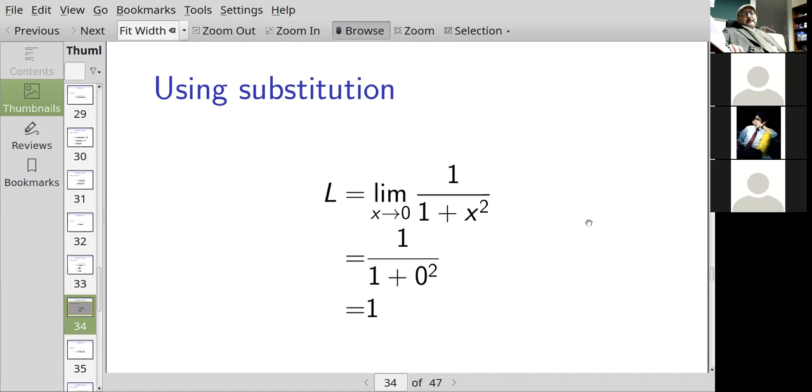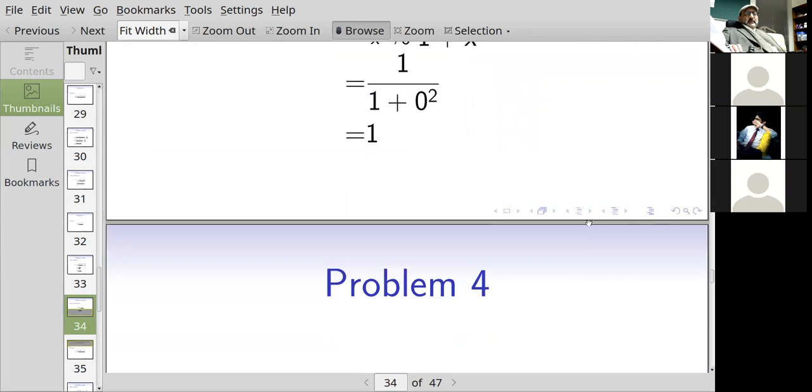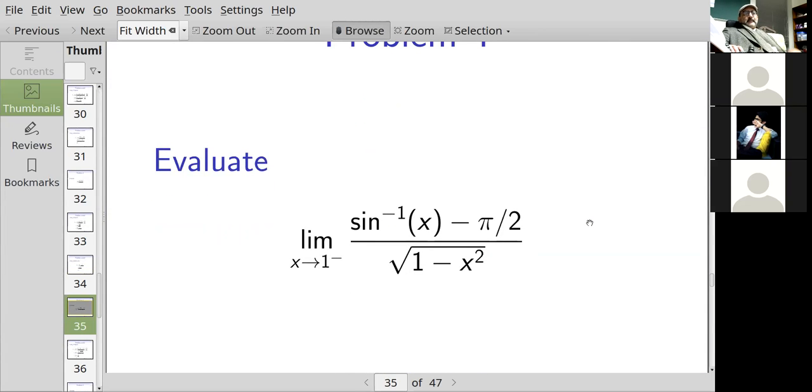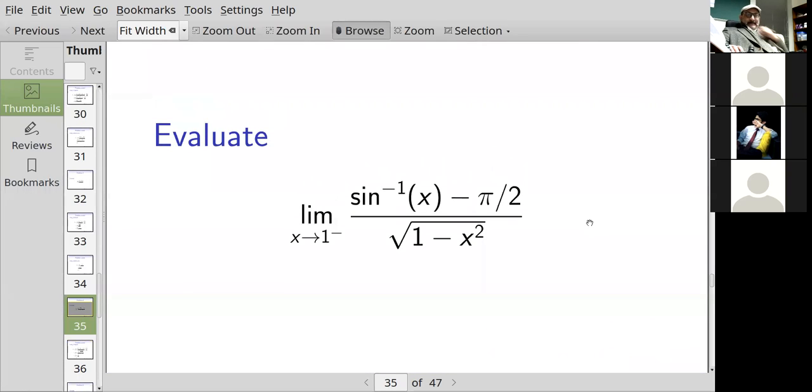Are there any questions about this one? Okay. All right. How about you tell me the answer to this one then? The inverse sine of x minus pi over 2, divided by the root of 1 minus x squared. I want the limit of that function as x goes to 1 from the left. Okay, somebody give me the answer. Minus 1.